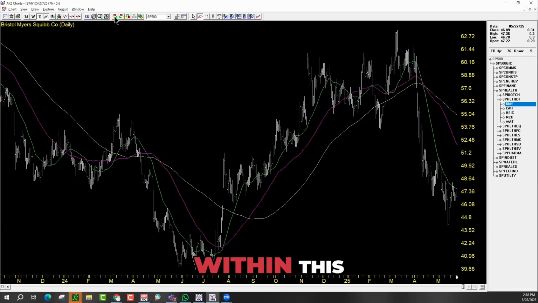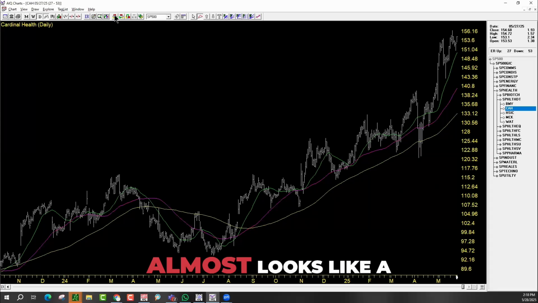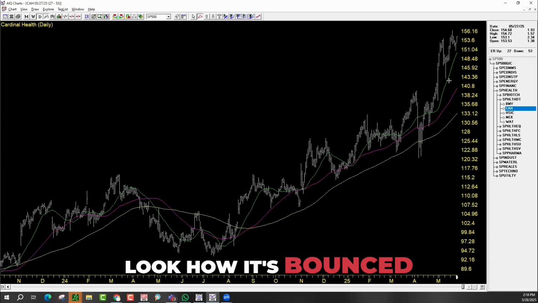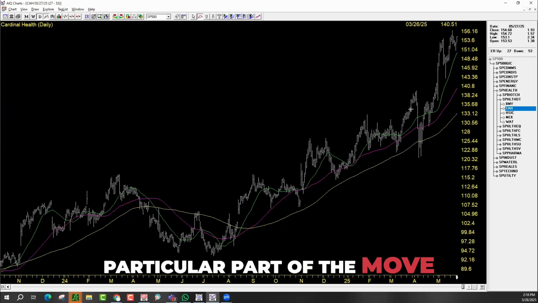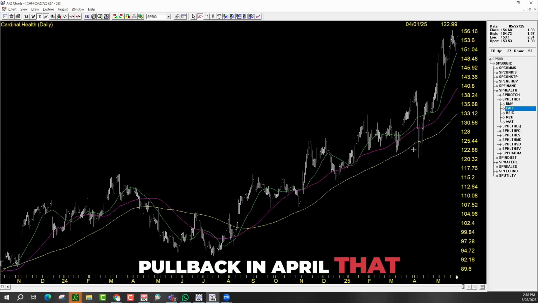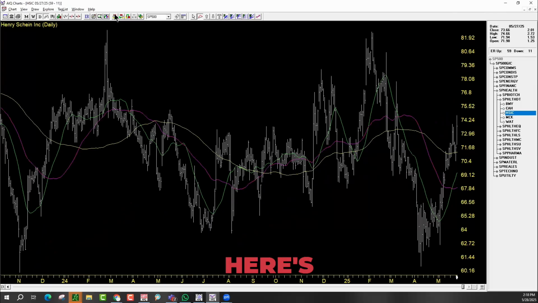So the next one within this, I can just move sideways, is Cardinal Health. Well, Cardinal Health, look at that. I mean, it's completely opposite, right? This thing is flying. This almost looks like a long candidate to me. Look how it's bounced off the 21-day all the way along this particular part of the move. It had this nasty pullback in April that most stocks did. But for a short, this probably has a little bit too much momentum. So we skip over that one.